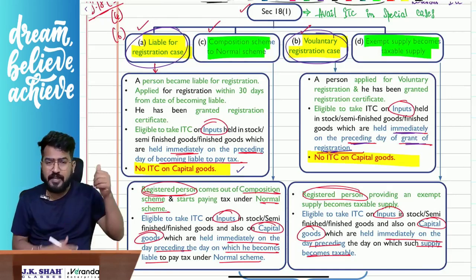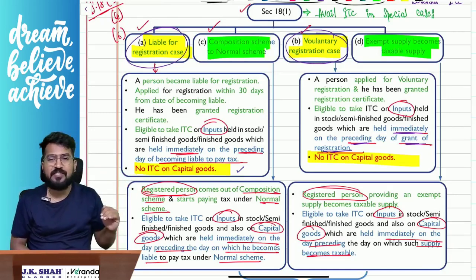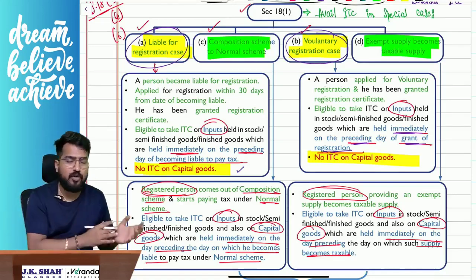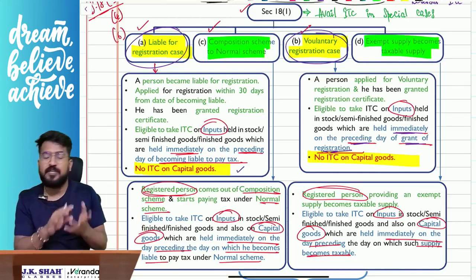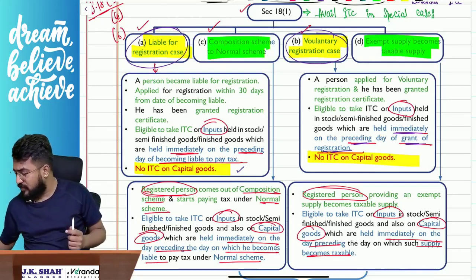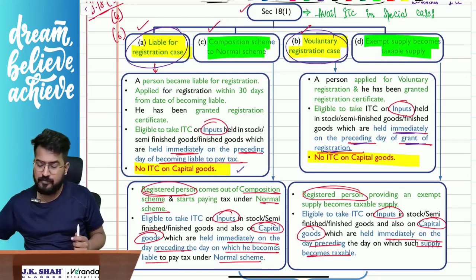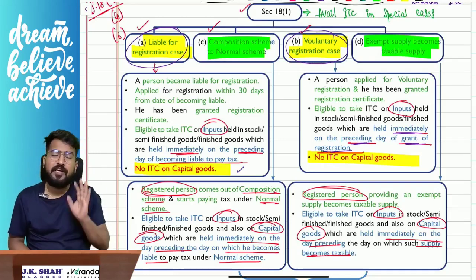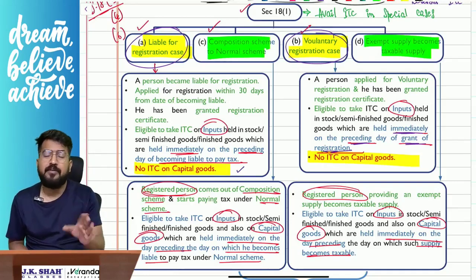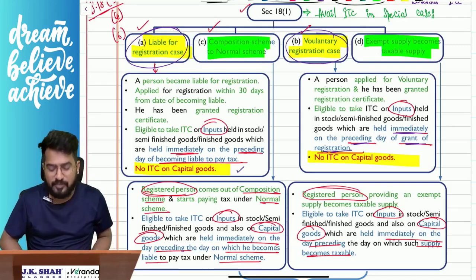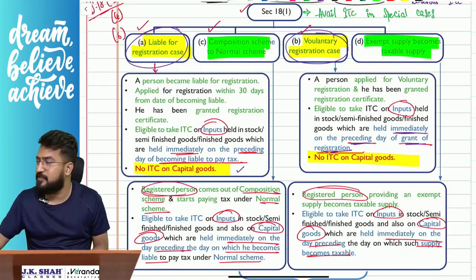In A and B, you are not registered, now going for registration. In C and D, you are already registered, but you are coming from composition scheme to normal scheme, or exempt supply is becoming taxable supply. Hope it is clear. And one more difference: in clause A and B, you can take ITC only on inputs. In C and D, you can take ITC on both inputs as well as capital goods. So that is another difference.